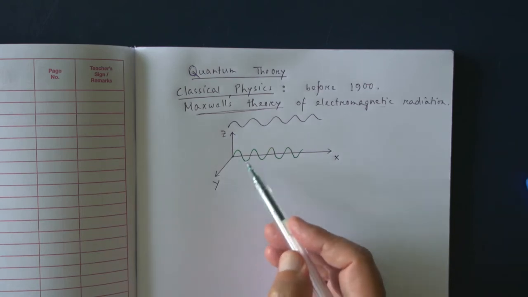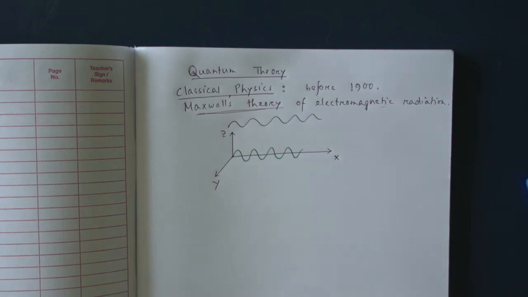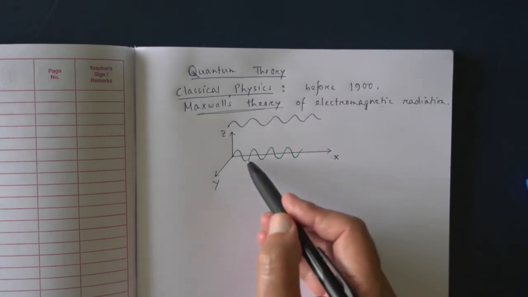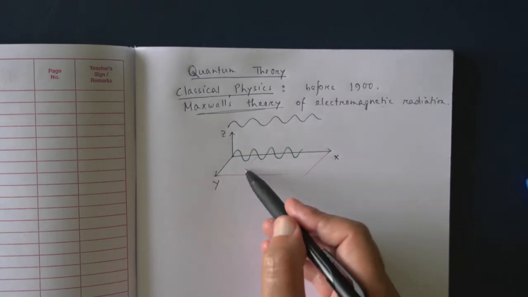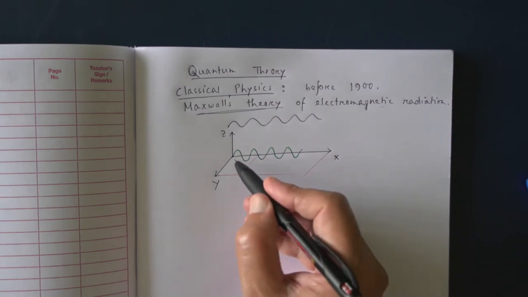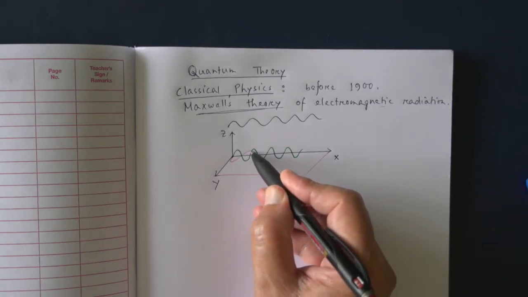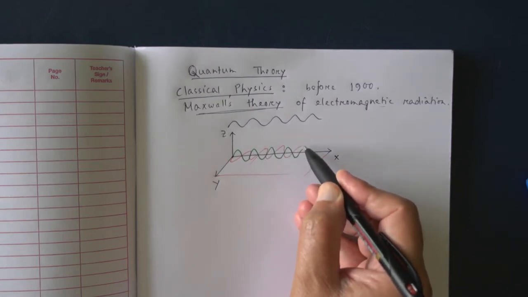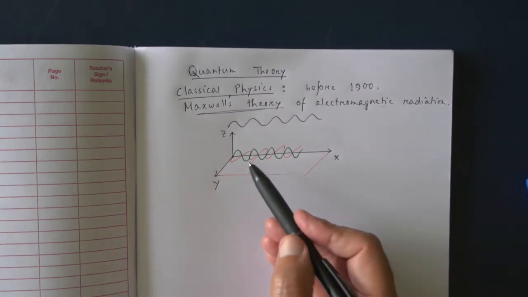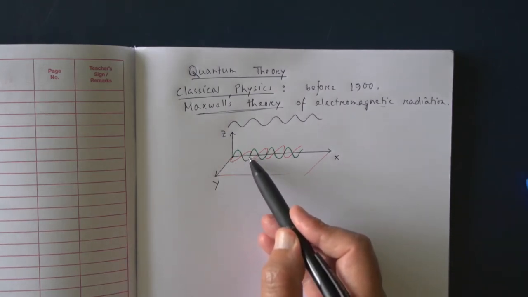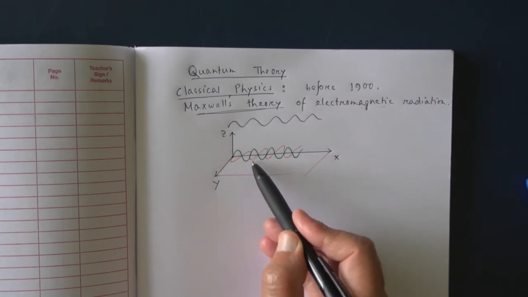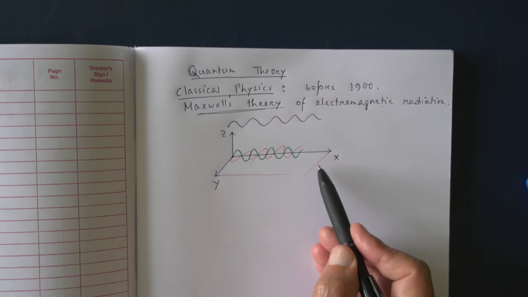So in a perpendicular plane, suppose in the xy plane, okay? This is the xy plane. In the xy plane, there is another component like this. Okay? So this red color, this is this component. Say this is the magnetic component, and this magnetic component is in the xy plane.